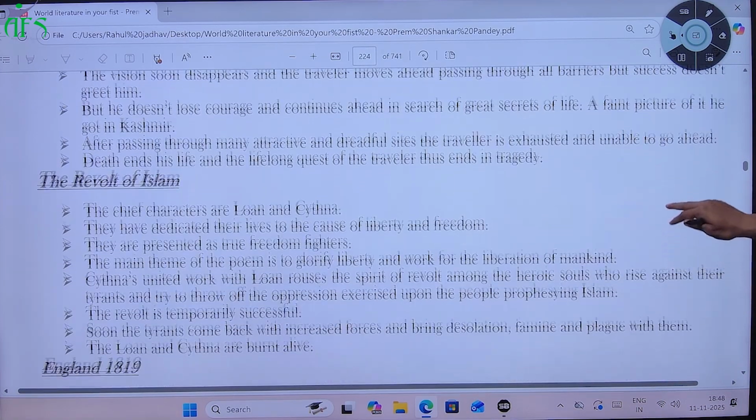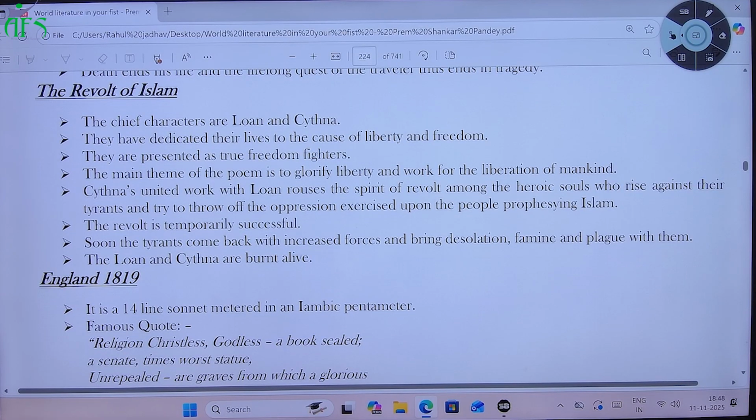Moving ahead, we have another important work, The Revolt of Islam. The chief characters are Laon and Cythna. They have dedicated their lives to the cause of liberty and freedom. They are presented as the true freedom fighters. The main theme of this poem is to glorify liberty and work for the liberation of mankind. Cythna's united work with Laon rouses the spirit of revolt among the heroic souls who rise against their tyrants and try to throw off the oppression exercised upon the people professing Islam.